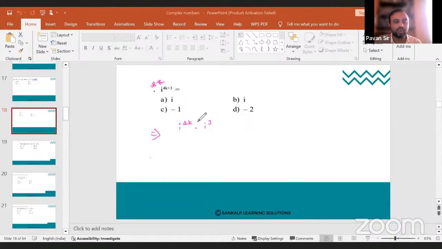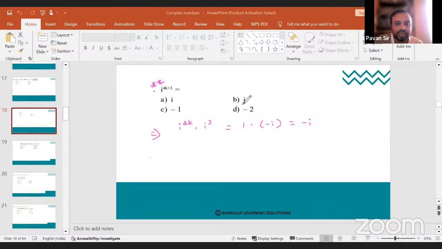Yes. Now, what is i raised to 4k? For multiples of 4, it is nothing but plus 1 only. I hope you know this. You have learnt it in the notes part, in the earlier part. i raised to multiples of 4 is always 1. Then what is i cube? We already know that it is minus i. So the final answer is going to be minus i. Is that clear? Minus i.